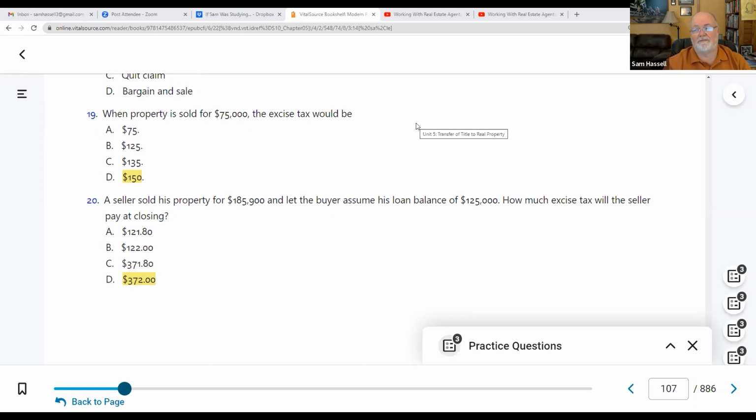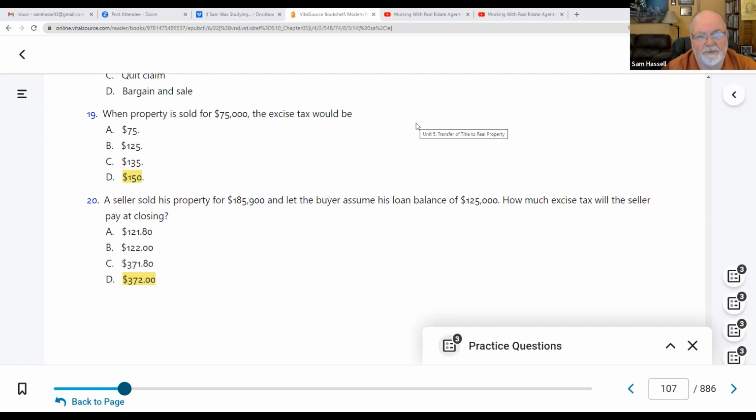Who pays? The seller pays, right? Exactly. And it's always on the full purchase price. So whatever discounting goes on after that, whatever the full purchase price is, that is what this is calculated on. Okay. All right, number 20.